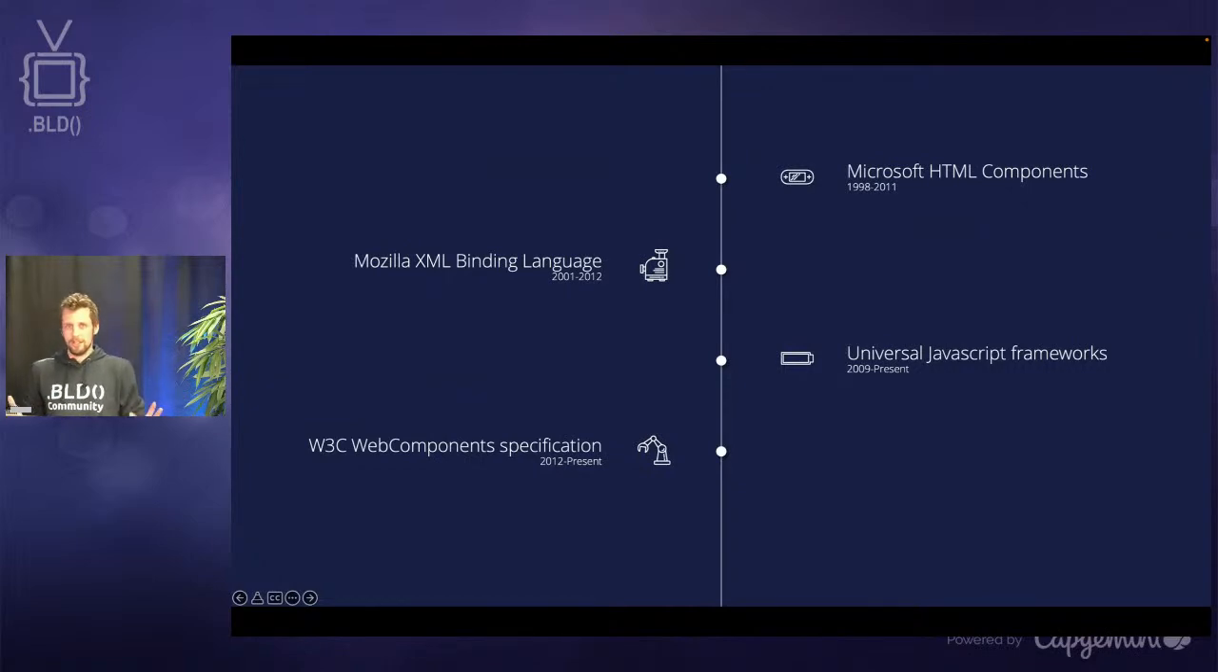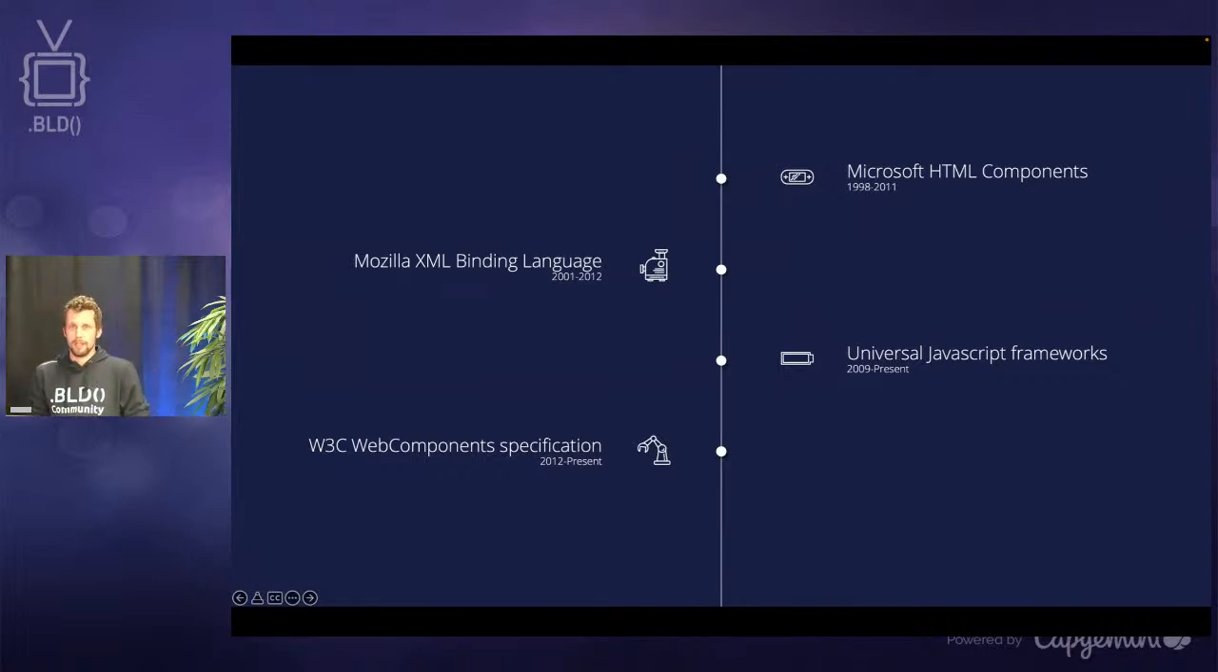Separately, Mozilla tried to have a similar approach as Microsoft did with Mozilla XML binding language. This approach was actually closer to the web components that we know today, but the implementation was quite poor, and it was only working in Mozilla products, and therefore Mozilla discontinued this language in 2012.